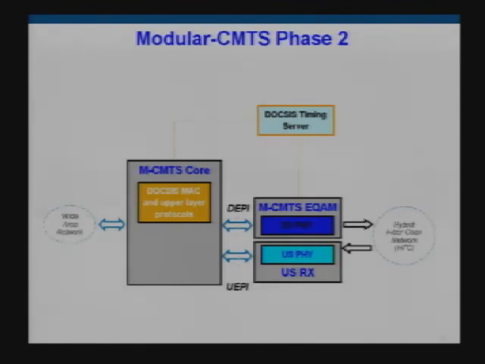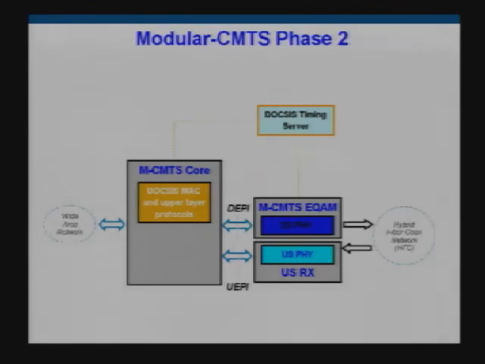So we already talked about the interface between the MCMTS core and the EdgeQAM to handle the downstream PHY to downstream MAC interconnection, and obviously when we move the upstream PHY components, then we need to have an additional interface specification defined between the MCMTS core and the upstream PHY, which is called the upstream external PHY interface. That has not been defined by CableLabs yet in terms of standardization.